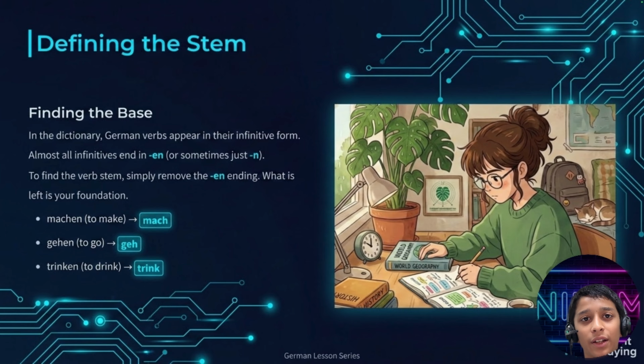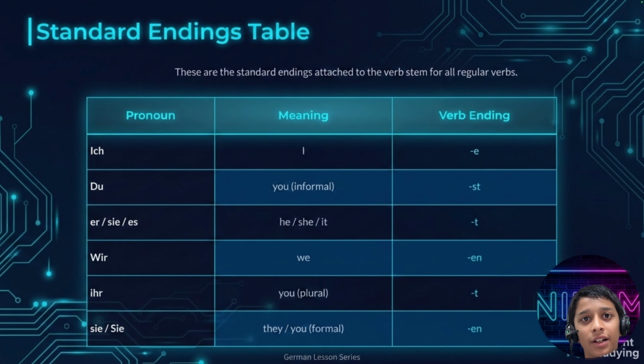With the stem identified, we will now attach the appropriate endings. This table contains the standard endings for regular verbs. Memorizing these six endings is one of the highest return investments you can make in learning German. For ich, I, the ending is e. For du, the informal singular you, the ending is st. This is used with friends, family, peers, children, etc. For er, sie, es, which is he, she, it, the ending is t.